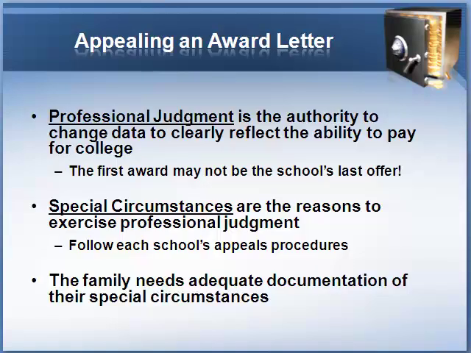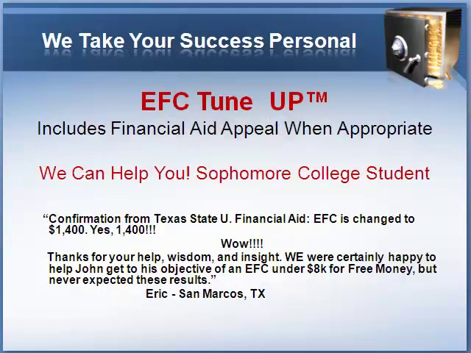Appealing an award, this is basically where you ask the school for more money. They can give you more money by exercising professional judgment. You have to establish special circumstances or reasons for them to exercise the professional judgment. You need expertise and also adequate documentation. The more documentation you provide, the better.